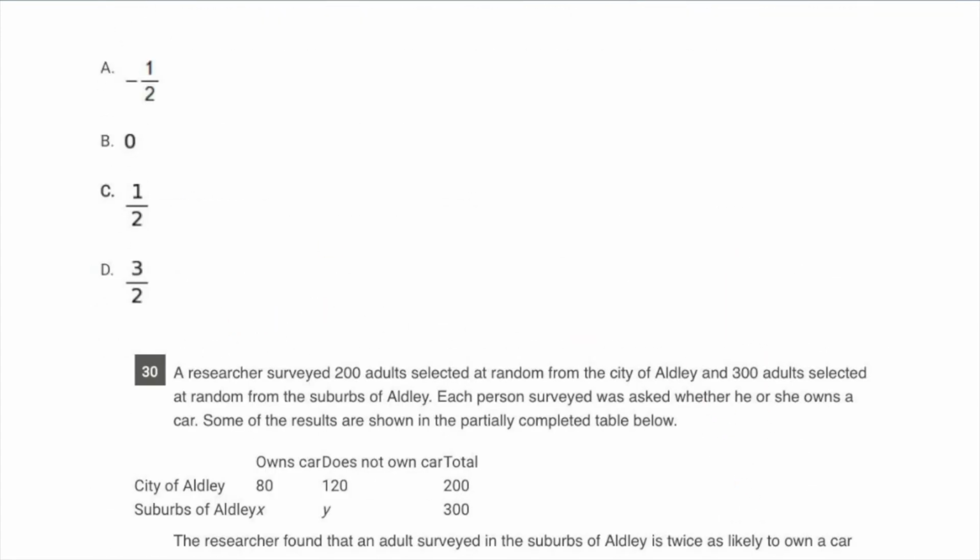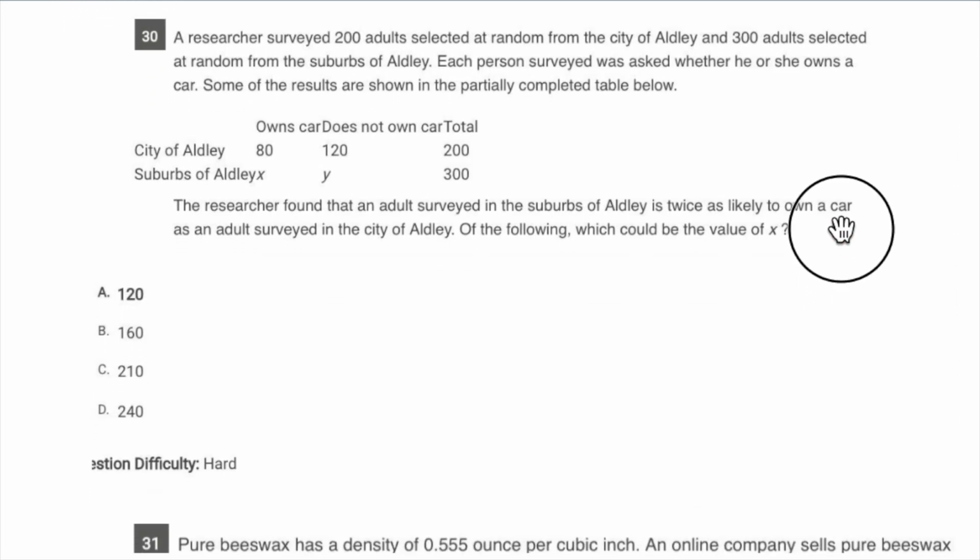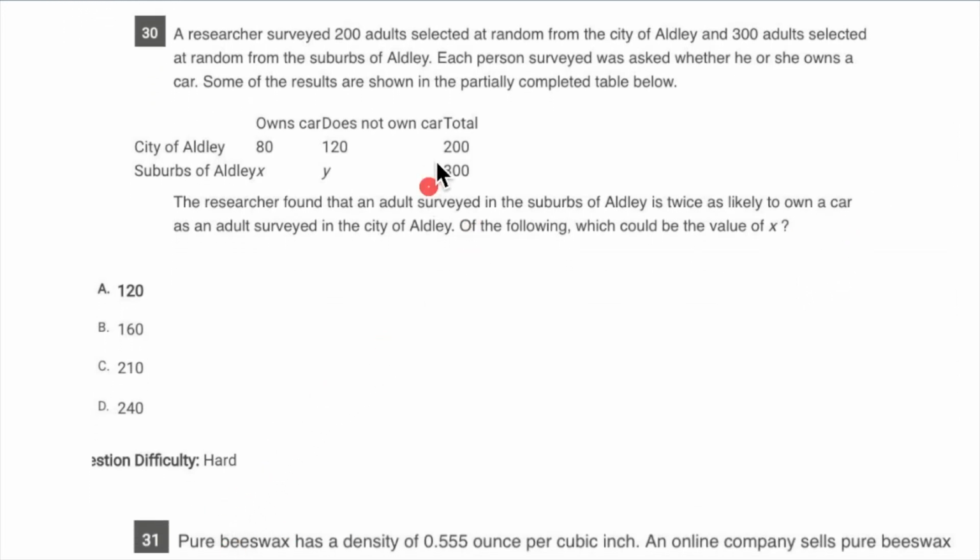Here are the answers, and remember we got 3/2. Okay, another hard one. There's a lot of hard ones on this test. I can see why people struggled with it. Difficulty hard again. A researcher surveyed 200 adults selected at random from the city of Aldley, and 300 selected at random from the suburbs of Aldley. Each person surveyed was asked whether he or she owns a car. Some of the results are shown in the partially completed table. The researchers found that an adult surveyed in the suburbs of Aldley is twice as likely to own a car as an adult surveyed in the city of Aldley. Of the following, which could be a value of x?